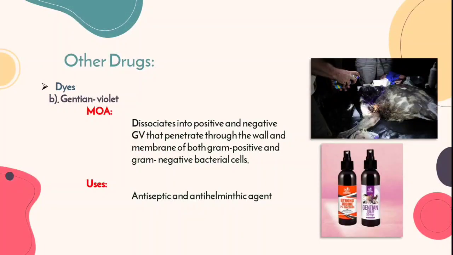Another drug related to dyes is gentian violet. Its mode of action is that it dissociates into positive and negative ions that penetrate through the wall and membrane of both gram-positive and gram-negative bacterial cells. Gentian violet is an antiseptic violet dye, used to prevent various infections, including fungal and bacterial infections. It is an antiseptic for external use and an anthelmintic agent by oral administration. No serious side effects have been reported when used externally. However, oral administration can cause gastrointestinal irritation, and intravenous injection can cause depression in the white blood cell count.